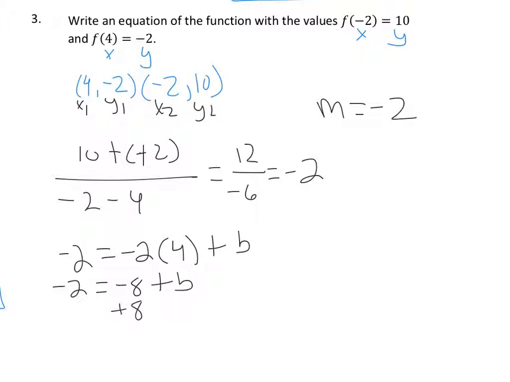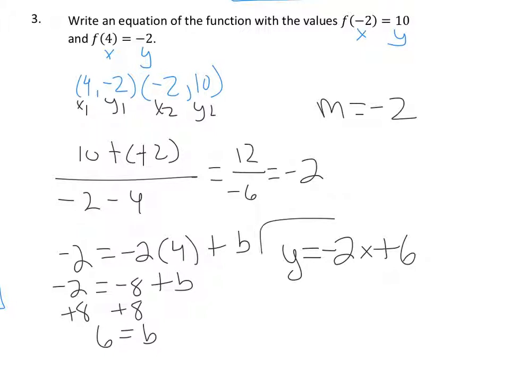Add the 8. You get b equals 6. So my final m is negative 2, b is 6. When you write the final answer, the y and the x always stay in the equation. Okay?